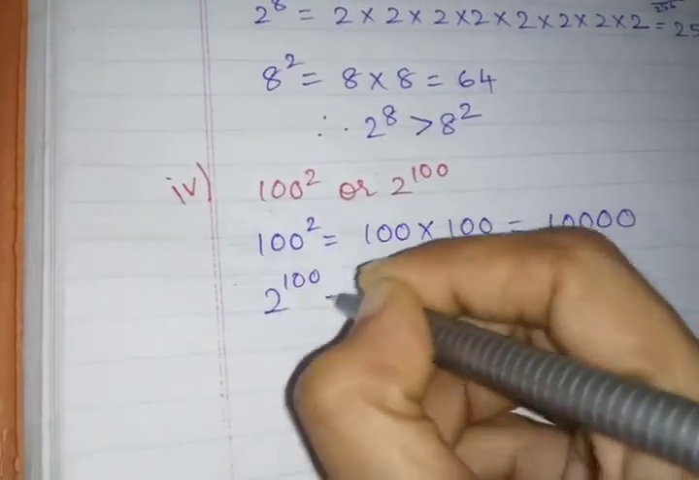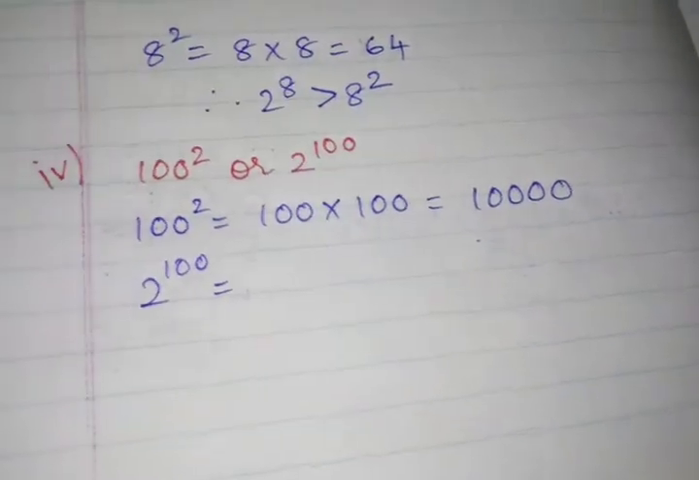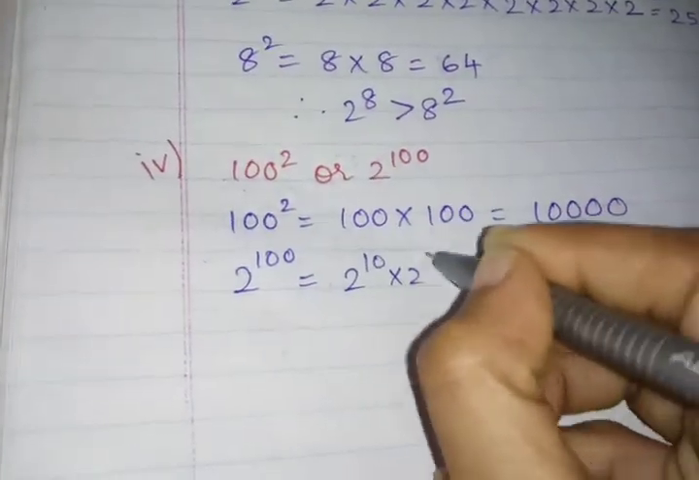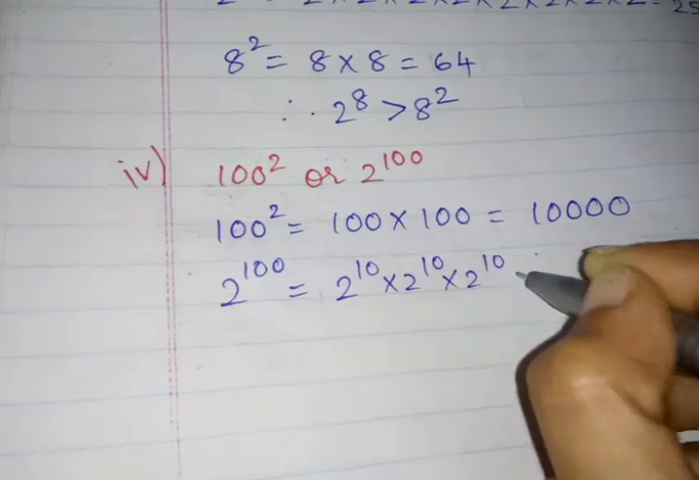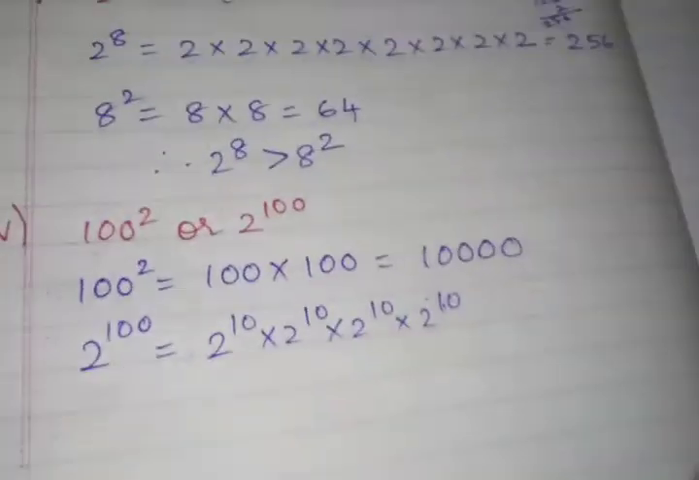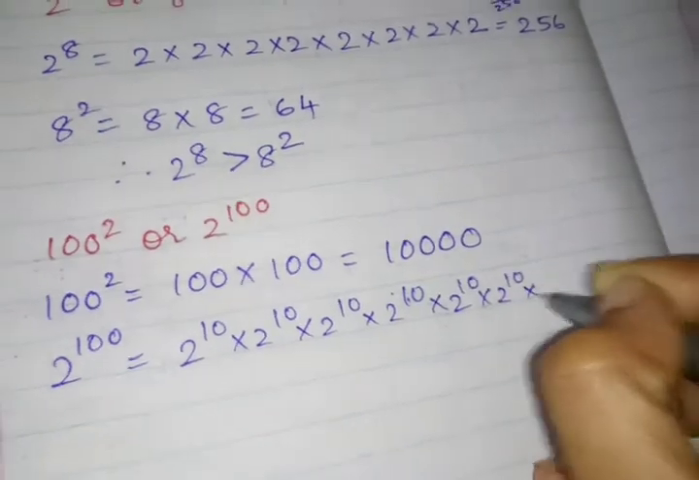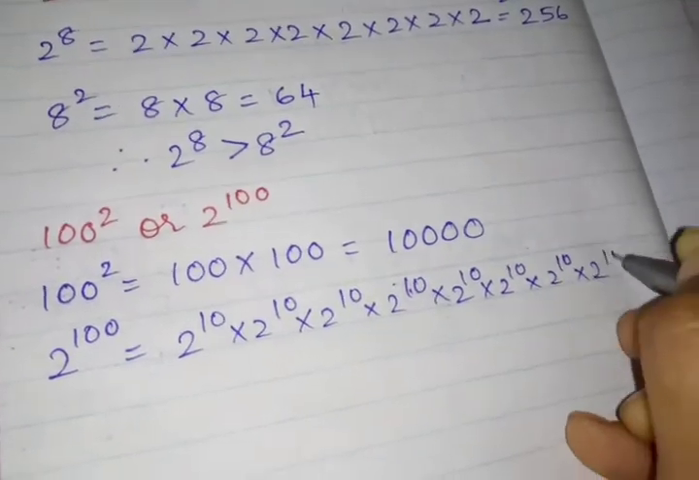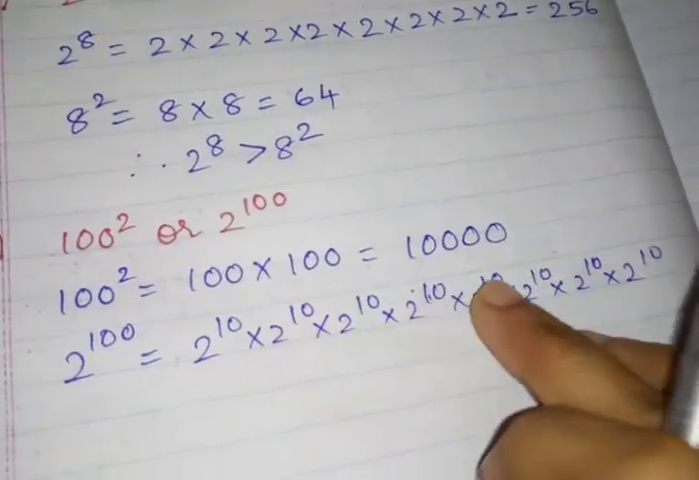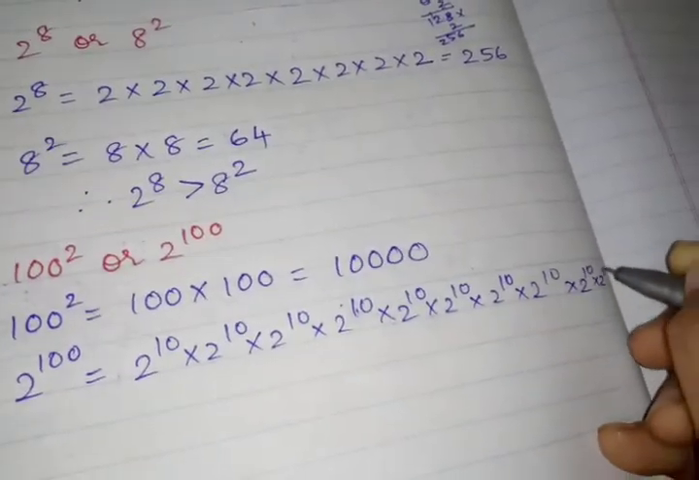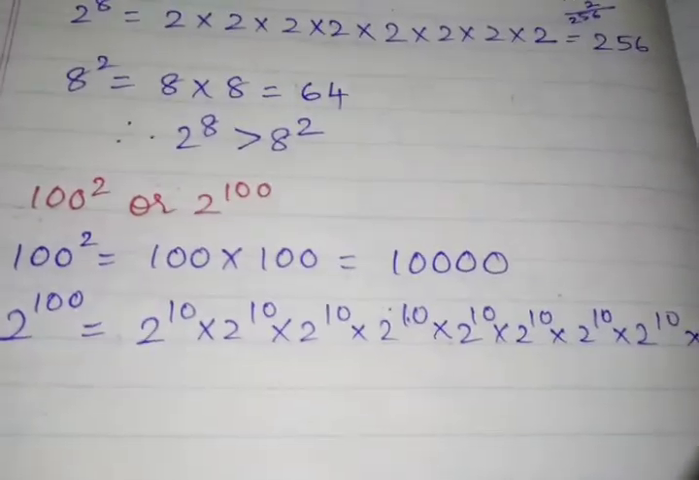2 power 100. First, we can split this 2 power 100 as 2 power 10 into 2 power 10 into 2 power 10 into 2, as I have written here. Next, into 2 power 10 into 2 power 10 into 2 power 10 into 2 power 10. 1 2 3 4 5 6 7 8 9 10. Okay, this 2 power 100 can be written like this.